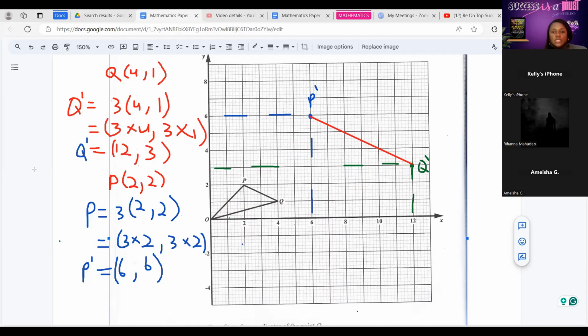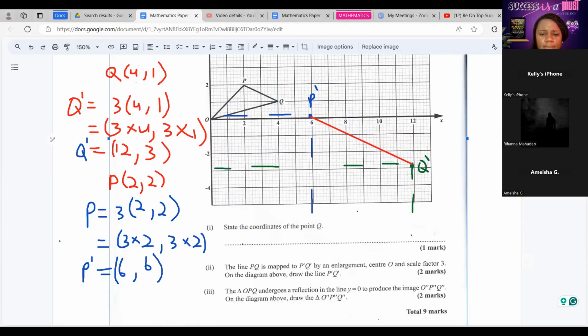If you have no questions, the next thing is going to be, all right, no problem. What's the next thing? Do I have to shift this whole thing? Okay, let me see. Triangle OPQ undergoes a reflection in the line y equals 0.